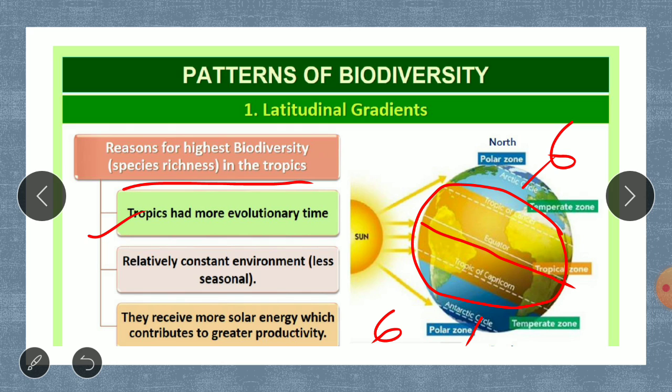Then, we can see that a relatively constant environment is going to be there in the tropics. When we are talking about the polar regions, here we can see 6 months full sun is going to be there and 6 months full night. Because of which there is going to be a drastic change in the season. Whereas in the tropical zone, we can see that the seasonal variations are minimized.